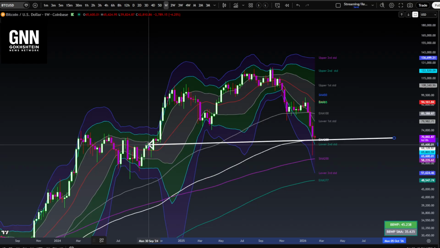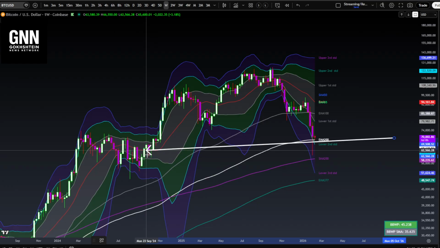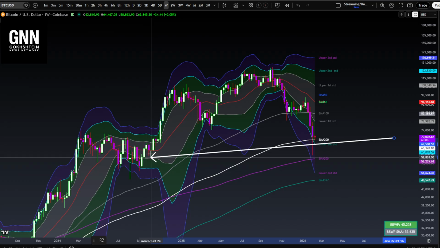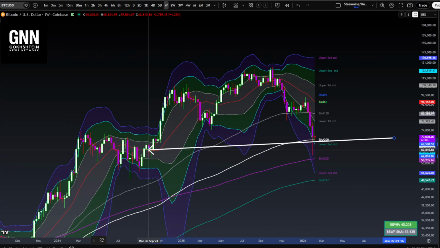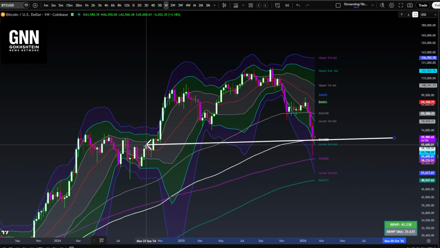This was not a closing high. I think it just avoided being a closing higher high. It was a low here, 62,566, and the close came in at 62,810. So it was a swing high, but a nice close open right there on the weekly, right around the lower second standard deviation.